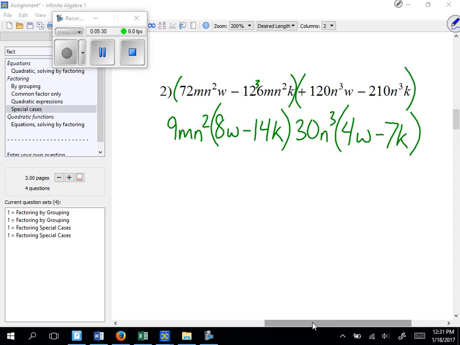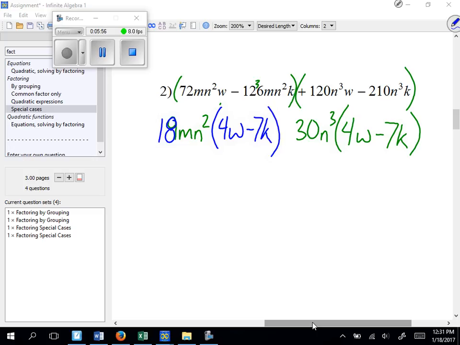18 does go into 72. 18 does go into 126. So I'd have to go back. That's all right. If I could have factored out an 18, it's going to double everything here. That should really be 18. Now this is going to turn into my 4 and 7. So really it's going to be 4W minus 7K.